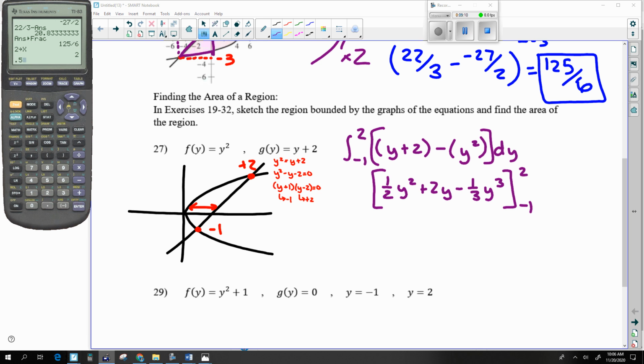And so this is 1/2 x squared plus 2x minus 1/3 x to the third. It's 10 thirds minus the -1 answer, -7/6. This is 10 thirds minus that.